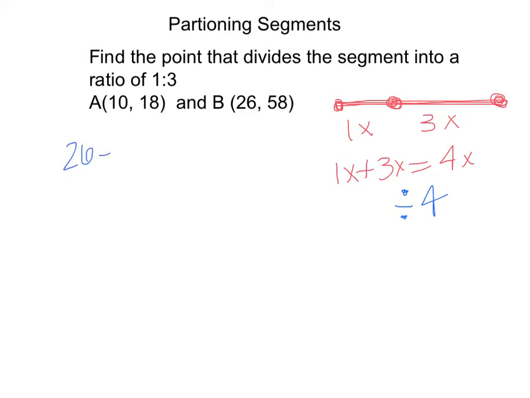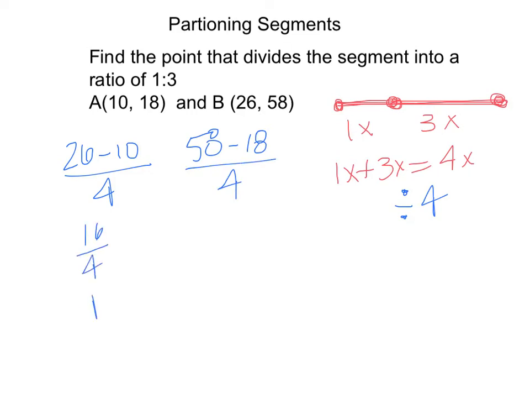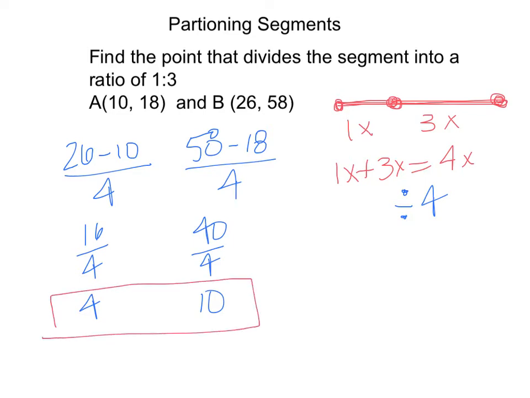We're going to do 26 minus 10 over, instead of dividing by 2 when we find the midpoint, we're going to divide it by 4. And then we are also going to, at the same time, do 58 minus 18 and divide that by 4 as well. So in this case, we have 16 divided by 4, which is 4. And in this case, we have 40 divided by 4, which is 10. These two numbers represent the change in the x and the change in the y.